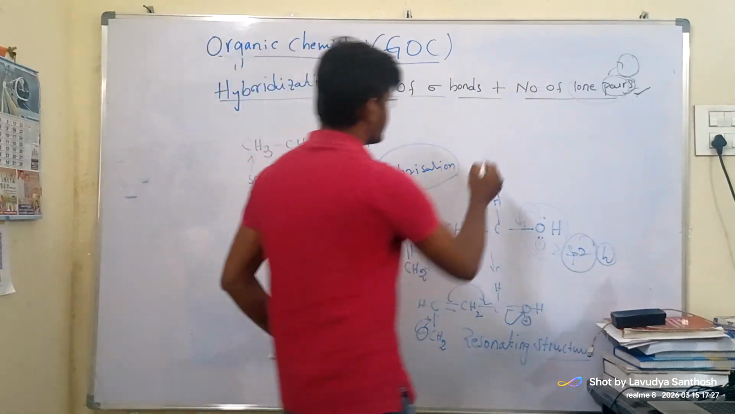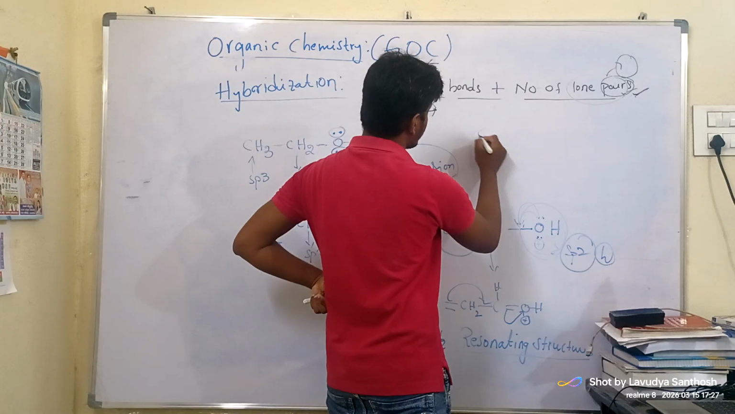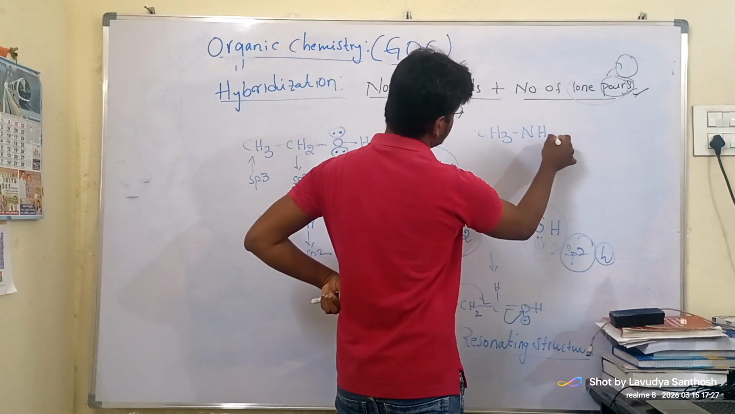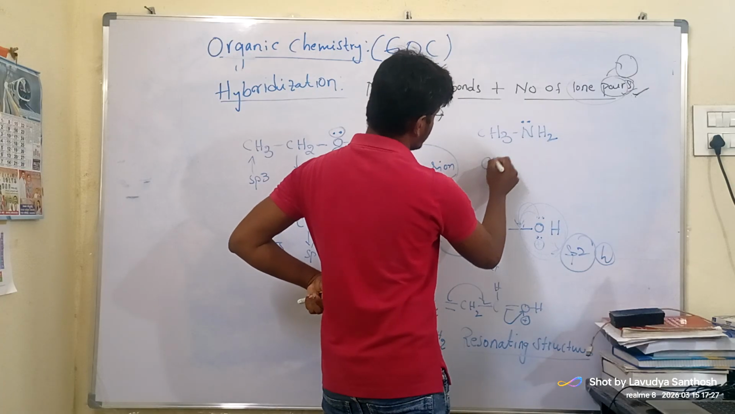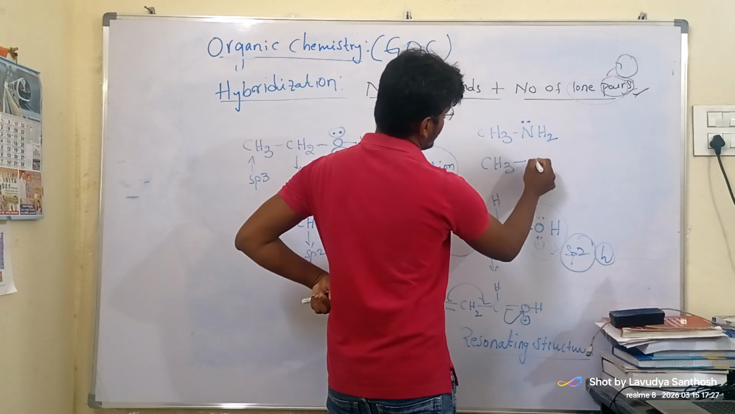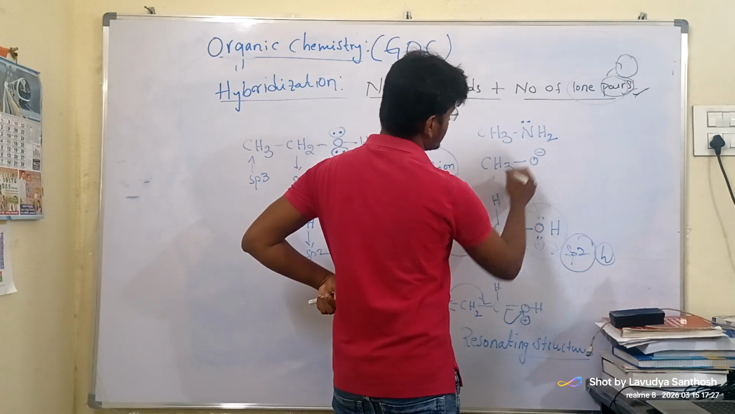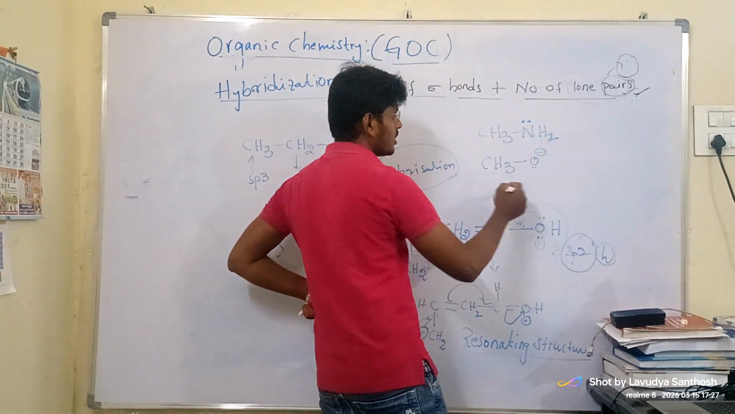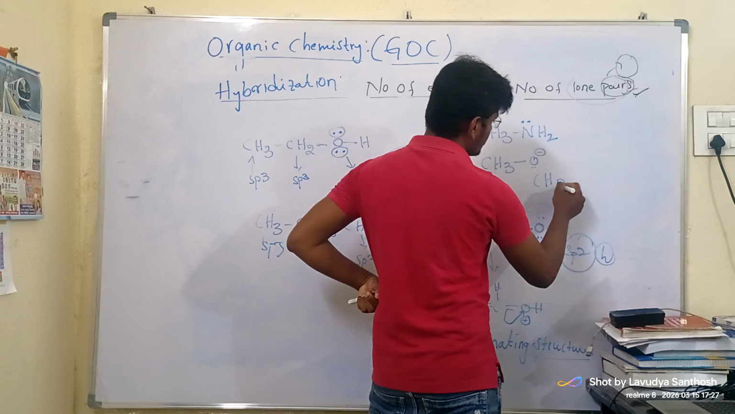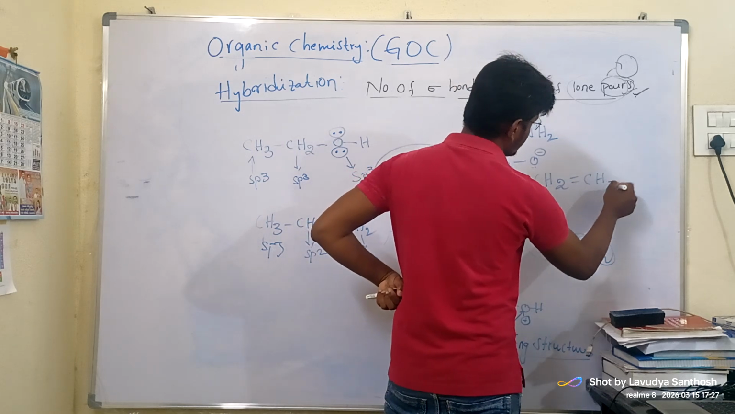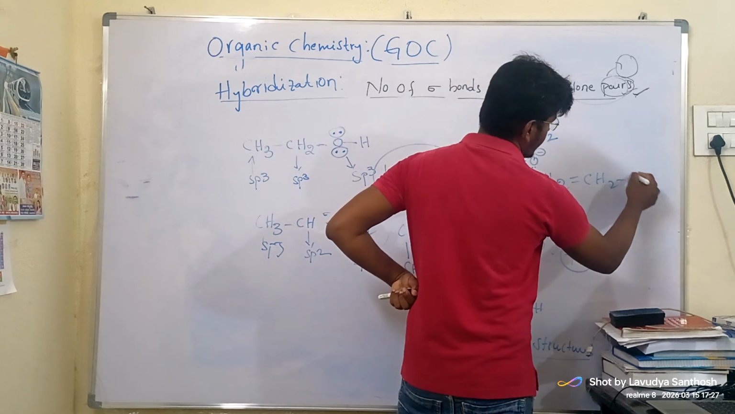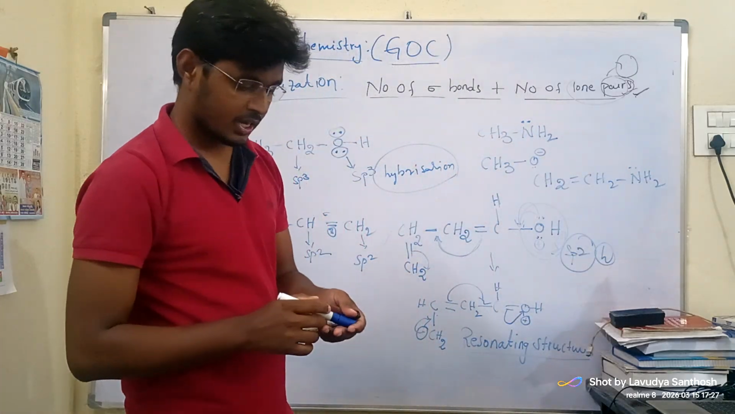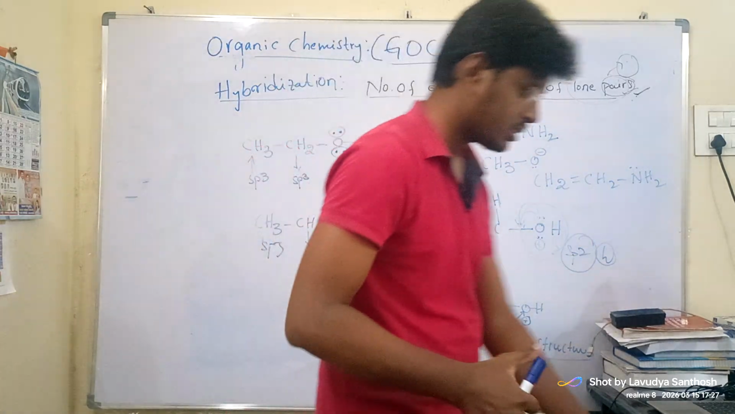Now try for this: CH3 NH2. Now try for this: CH3 O minus. Here I am writing O minus; minus is nothing but extra, okay, count that. Then CH2 double bond CH2 single bond NH2. Okay, calculate this for 1 minute.